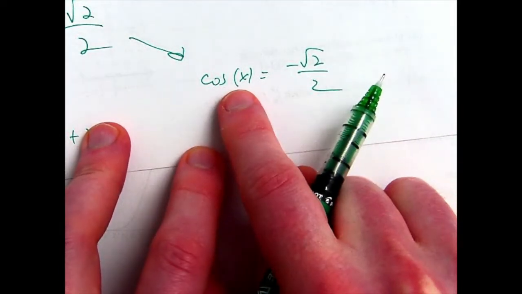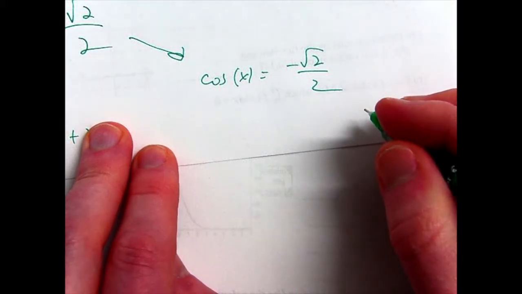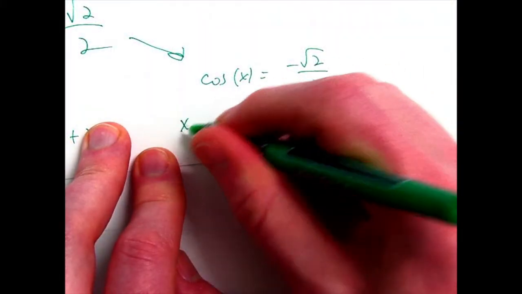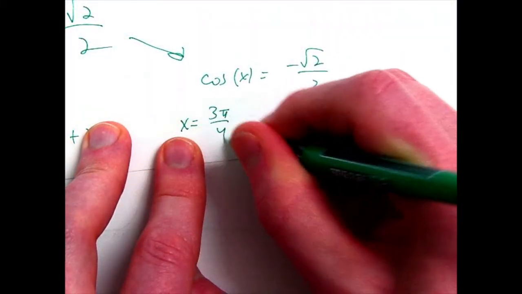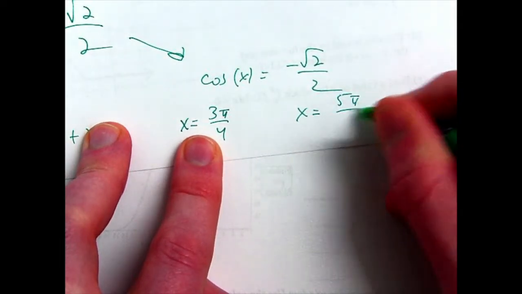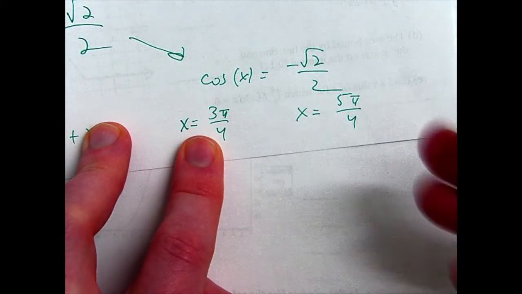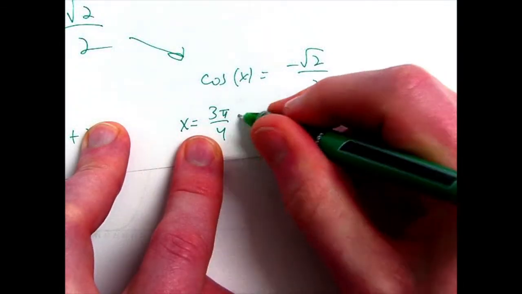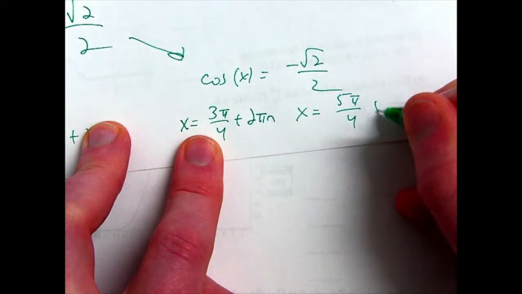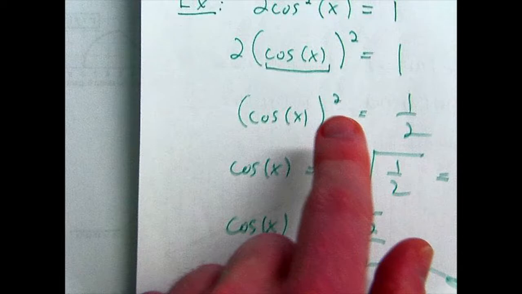But then I also have to solve this equation, right? So what are my base solutions? What are the angles which have a cosine of negative root 2 over 2 on the unit circle? Well, one of them is 3 pi over 4, and then the other one is 5 pi over 4. Okay, but then, of course, I need to account for all the angles coterminal with those 2 base solutions, so I have to slap on a 2 pi n to each one of them.